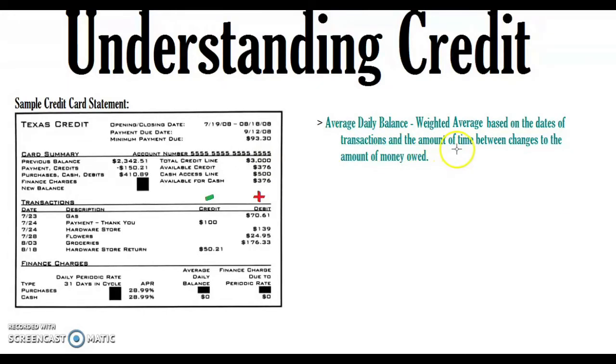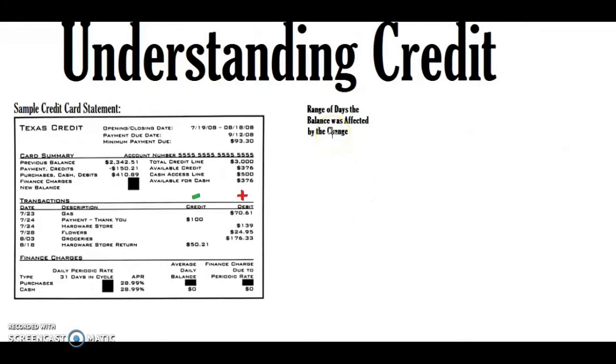And the average daily balance. Average daily balance is a weighted average based on the dates of the transactions and the amount of time between the changes to the amount of money owed. Amount of money owed is the balance. That's a pretty long drawn out description, but we're going to go ahead and try to calculate the average daily balance. First thing we need is the range of days the balance was affected by that change.